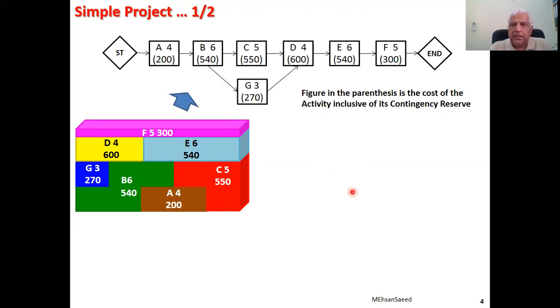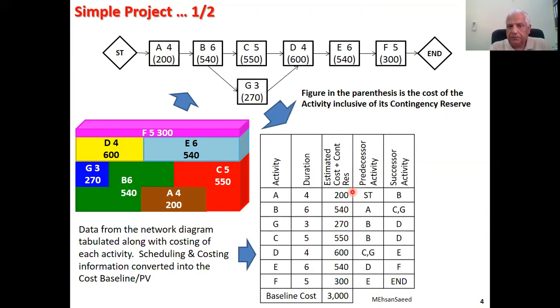The same data is shown in the form of a table. We have the list of activities over here, their durations, and their estimated costs, including reserves. And if we add them up, we get 3,000, which is the cost of the project as well as the value of the project.